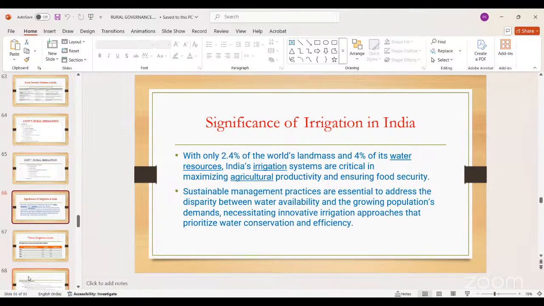Then there are sustainable management practices which are essential to address the disparity between water availability and the growing population demands. In India itself, there are some areas which are water surplus areas and some areas which are water deficit areas. Often there have been some projects, for example, interlinking of rivers, so that water can be transferred from water surplus areas to water deficit areas. Okay.